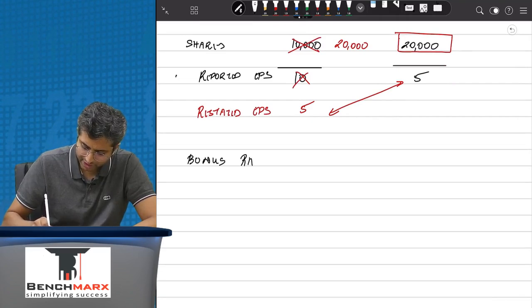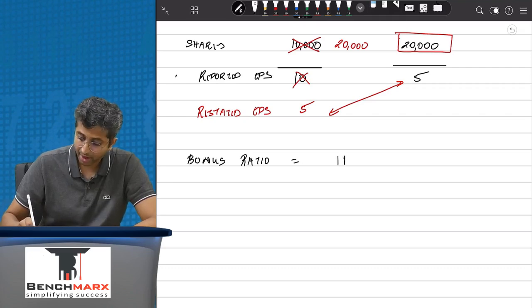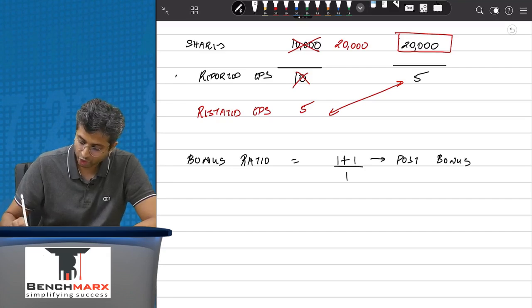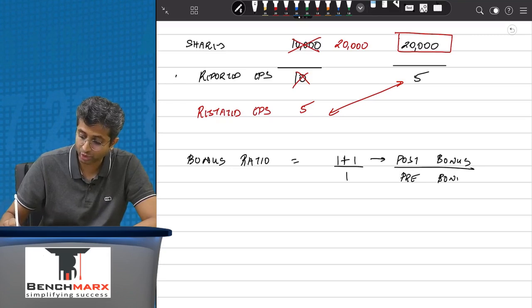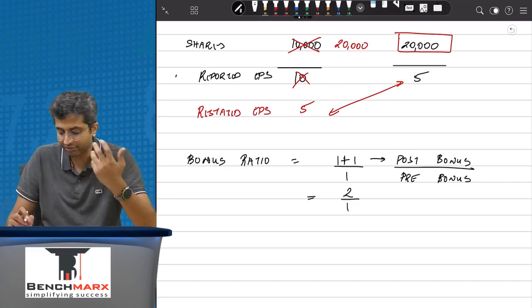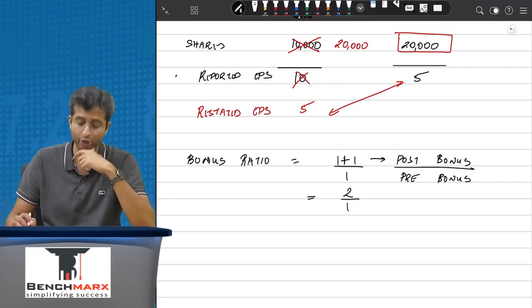A bonus ratio is calculated by taking the number of shares pre-bonus, which can be, let us say, 1 share, plus the number of shares of the bonus, that is also 1 share, divided by the number of shares pre-bonus. Basically, in the numerator, you are taking the post-bonus number of shares. In the denominator, you are taking the pre-bonus number of shares. This will help you in calculating the bonus ratio. Certain times the bonus ratio may not be given. However, you can calculate this. Okay, we calculated it. So what do we do with this?